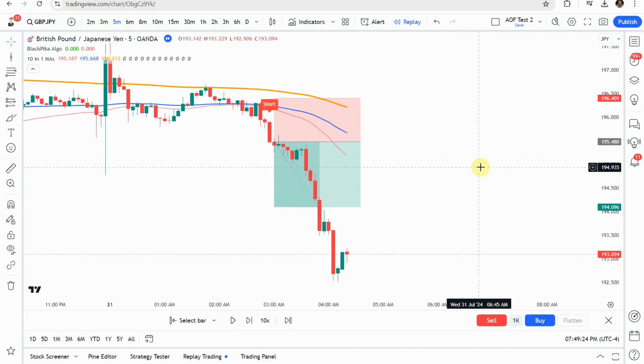And a really nice push to the downside, getting us to our take profit once again. Alright, so that puts us at the end of the testing right there.